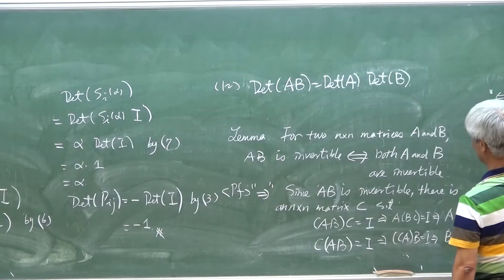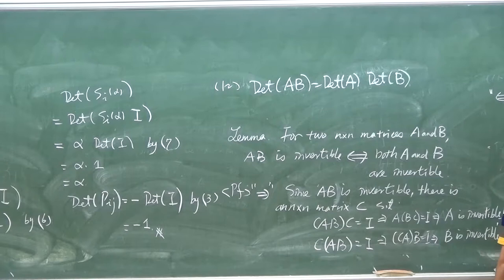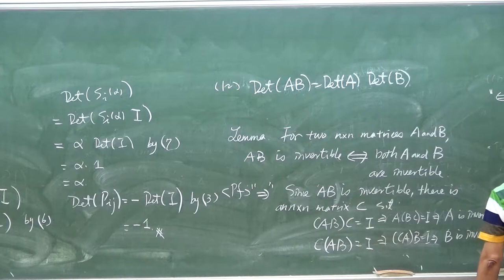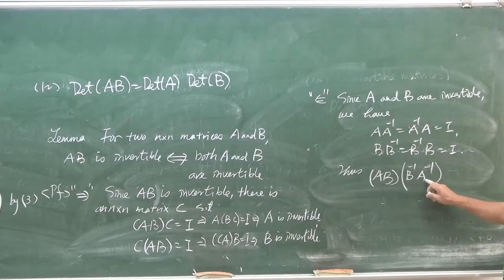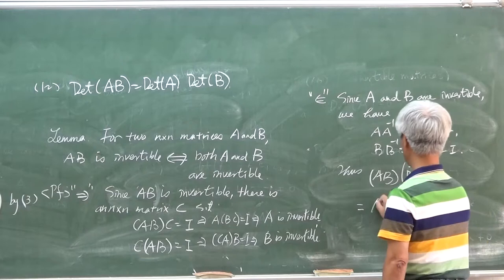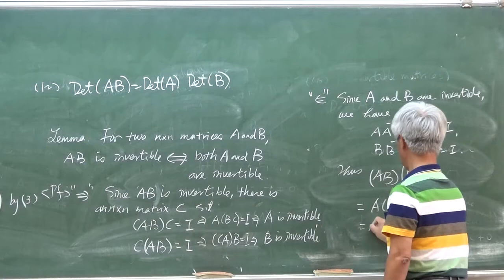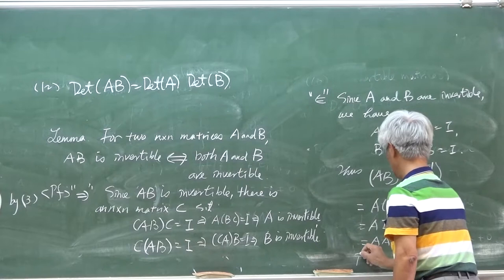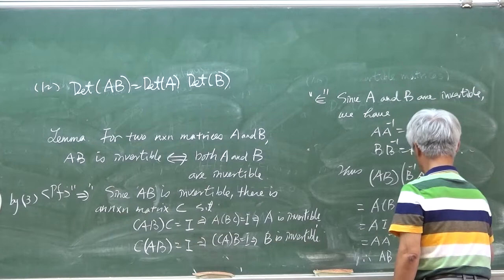Now, since A and B are invertible, we find the inverse for AB directly. So we claim B inverse times A inverse is its inverse. And I think you already know that. So you have A B B inverse A inverse, which is A times identity times A inverse, which is identity. So AB is invertible. Okay, so we have the lemma.